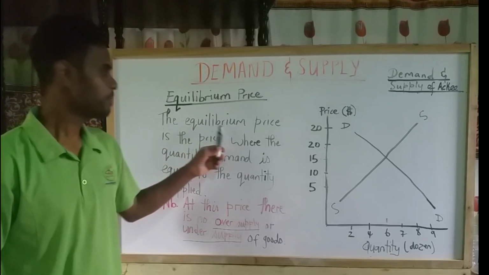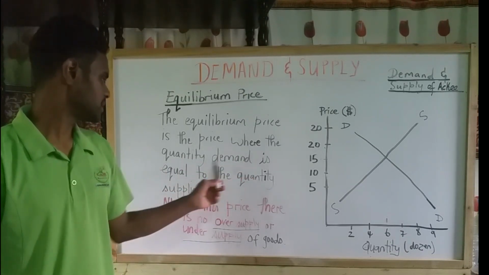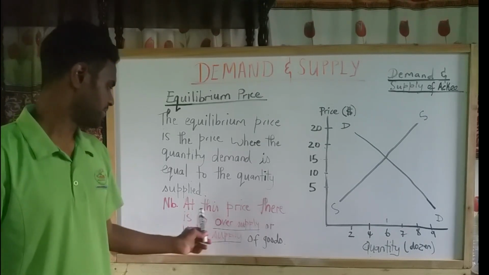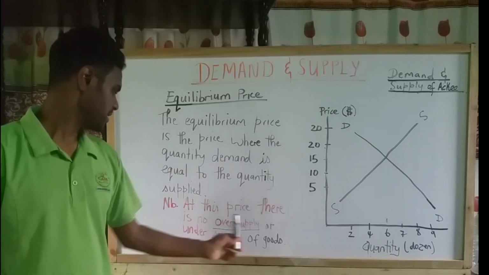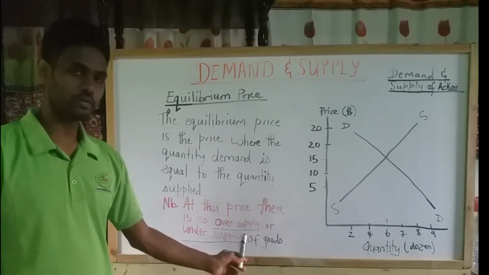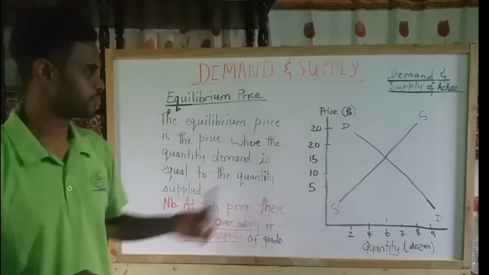The equilibrium price is the price where the quantity demanded is equal to the quantity supplied. Note, at this price, there is no oversupply of goods or undersupply of goods. So let us show the example on a graph.